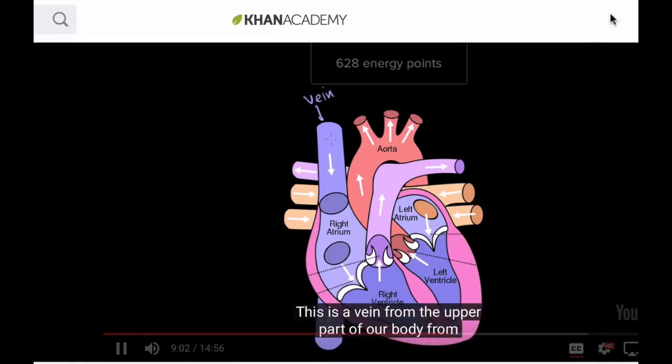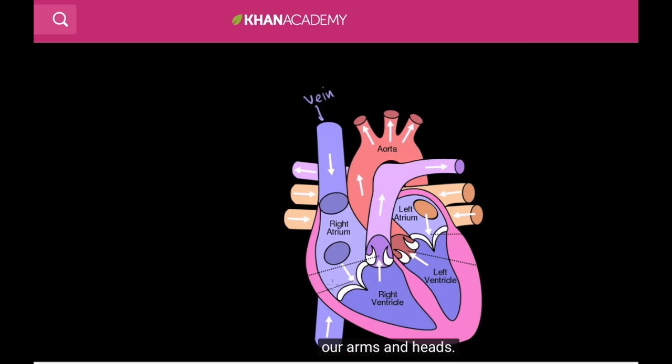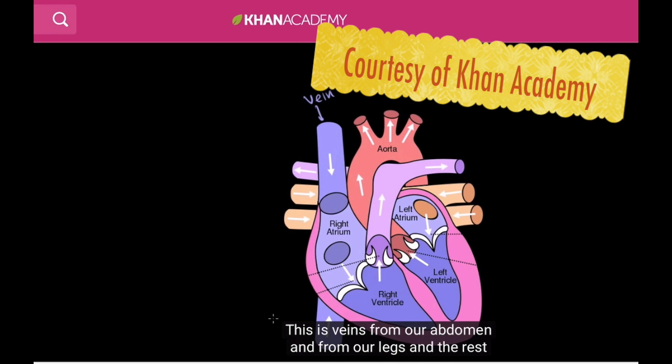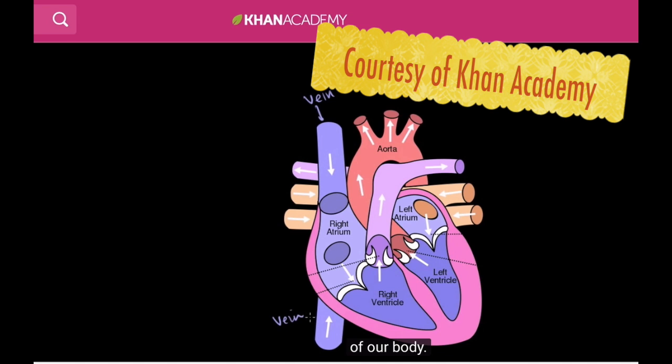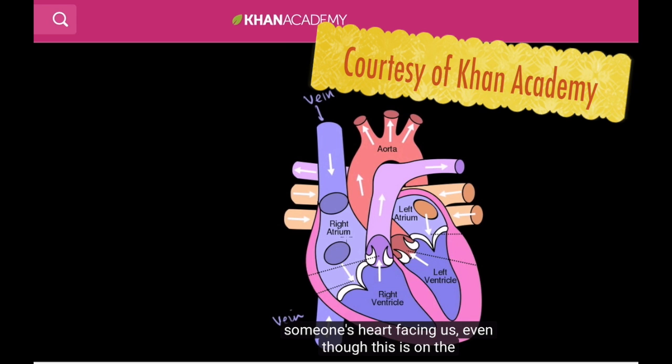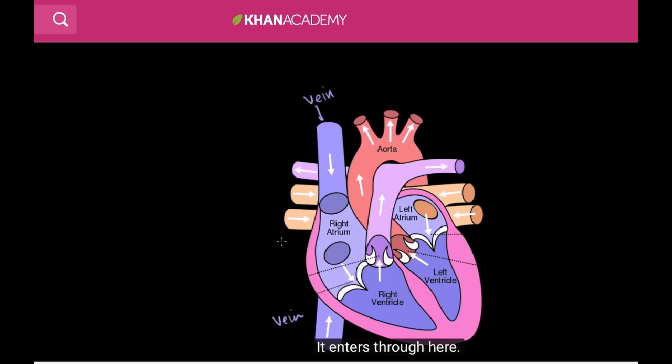A vein from the upper part of our body, from our arms and heads. This is the inferior vena cava. This is veins from our abdomen and from our legs and the rest of our body. So it first enters the right atrium. Remember, it's the right hand. We call it the right atrium because this is someone's heart facing us, even though this is on the left-hand side. It enters through here.